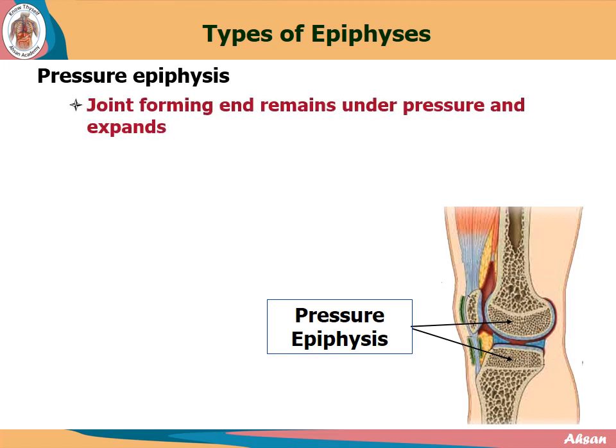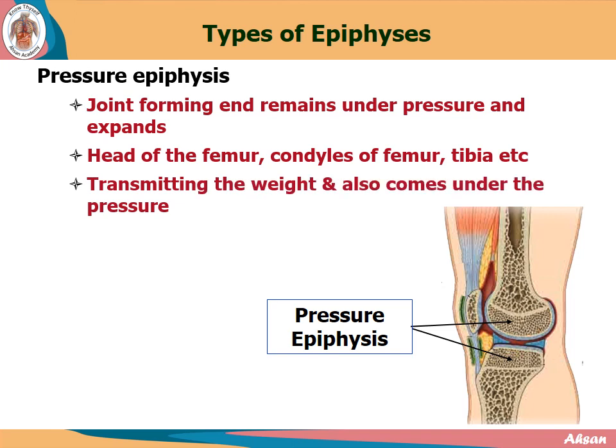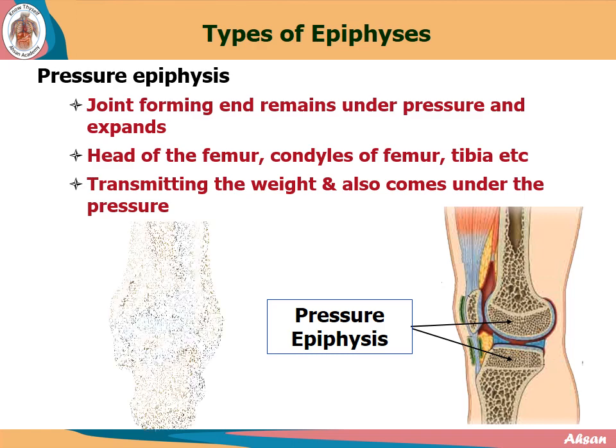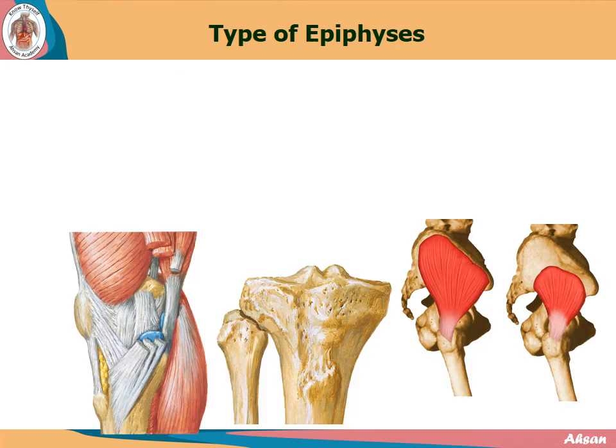It is situated at the part that makes the joint, so it always remains under pressure and expands because of this pressure. As examples, we can say the head of the femur, the condyle of the femur, and the condyles of the tibia. It transmits the body weight and also remains under pressure. You see, these are the examples of pressure epiphysis.